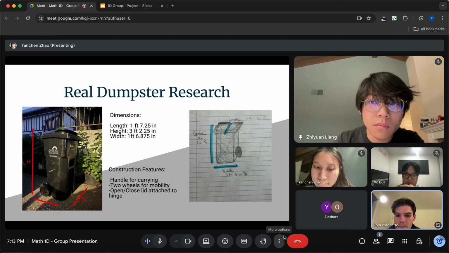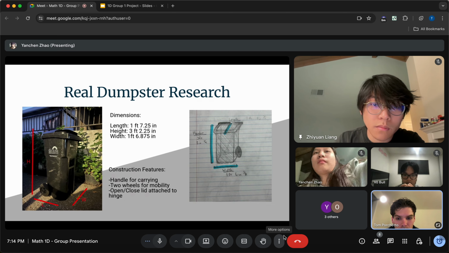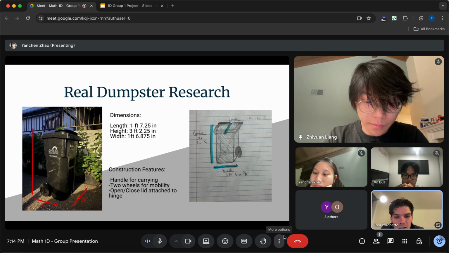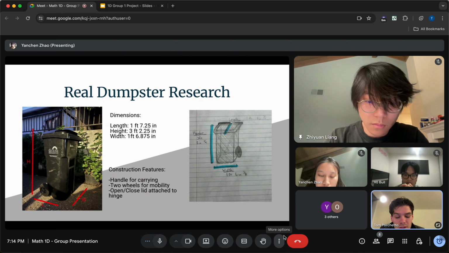So here is a picture and a sketch of the real dumpster with dimensions: a length of 1 foot 7.25 inches, a height of 3 feet 2.25 inches, and a width of 1 foot 6.875 inches. And the most important features that we considered were the handle for carrying, the two wheels for mobility, and the open-close lid attached to the hinge.